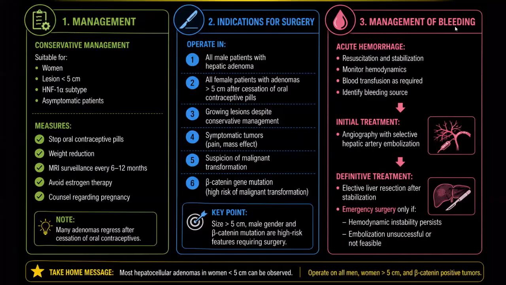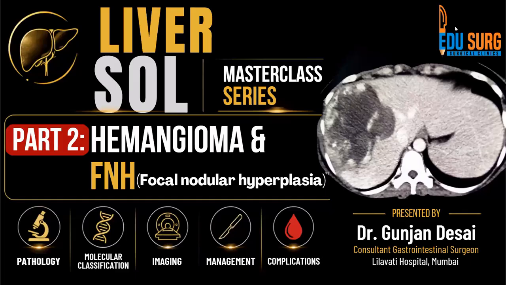So remember this slide, your indications of surgery, conservative management, how to do it, and in cases of bleeding, how to manage these patients. So with that, we come to an end on our discussion of hepatocellular adenoma. In the next video, we will look at two other important liver SOLs and finish the big three when it comes to liver space occupying lesions, that is hemangioma and focal nodular hyperplasia.